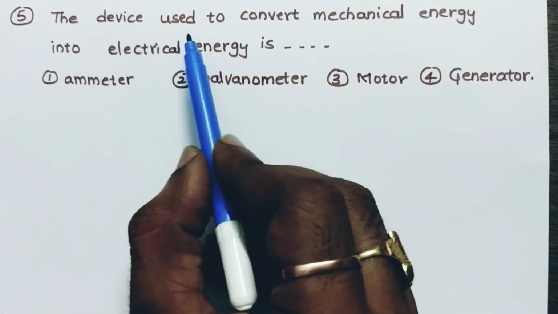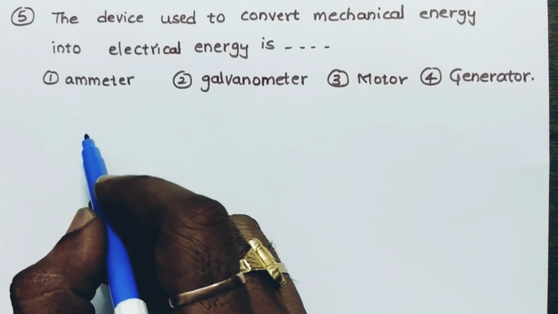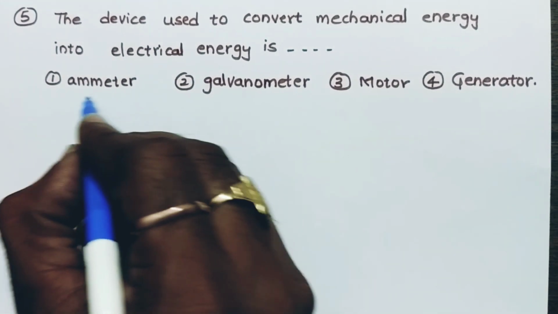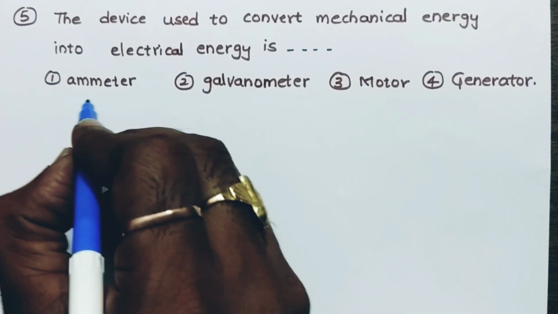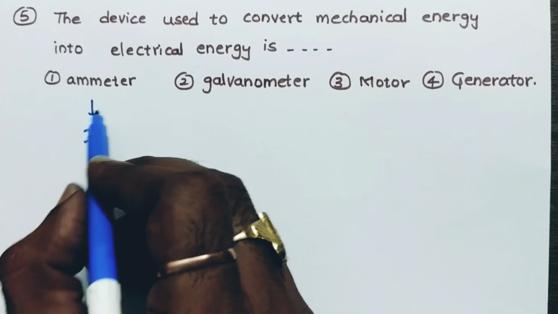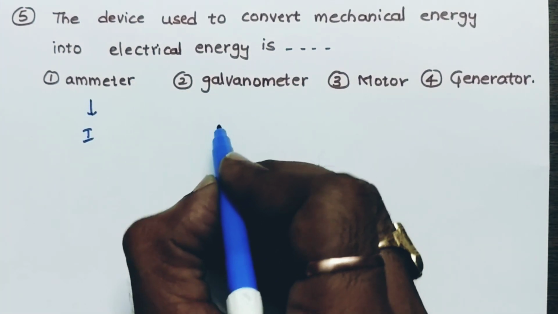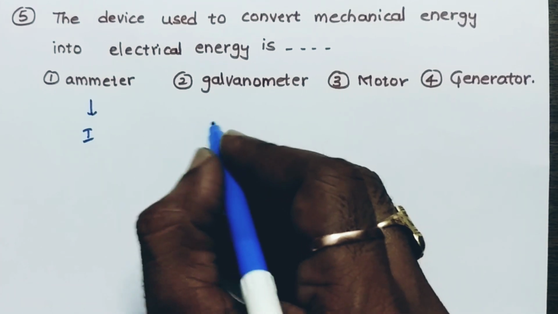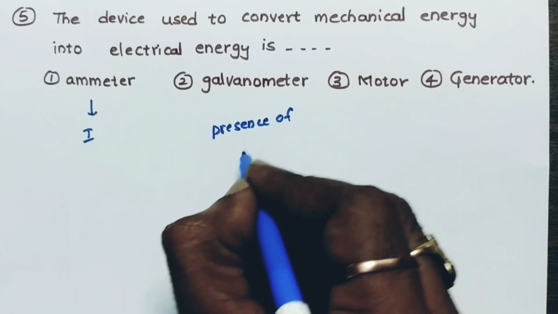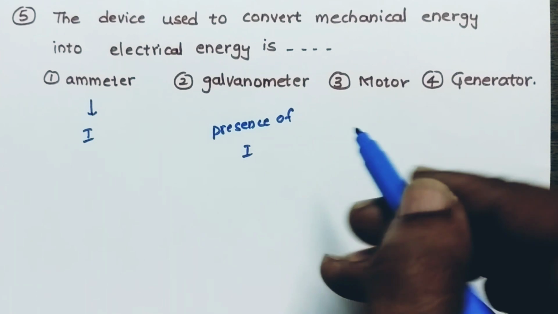Here the device used to convert mechanical energy into electrical energy is. So there are 4 options. First one is ammeter. Ammeter is an instrument to measure the current in a circuit. So it is not the correct answer. And galvanometer is the instrument to know the presence of electric current. So galvanometer is also not the answer.